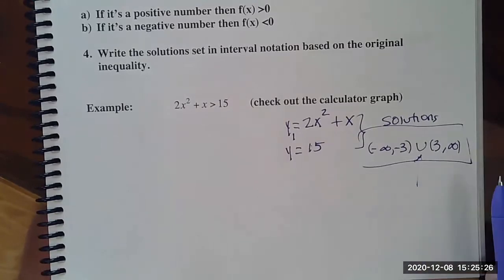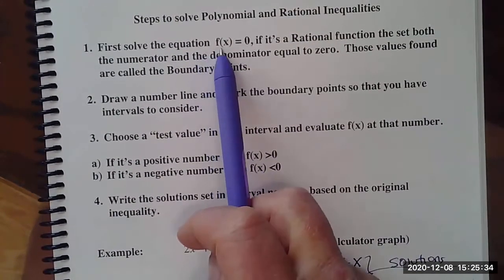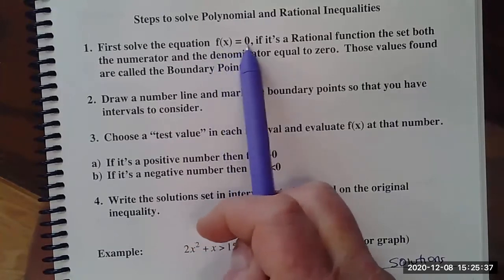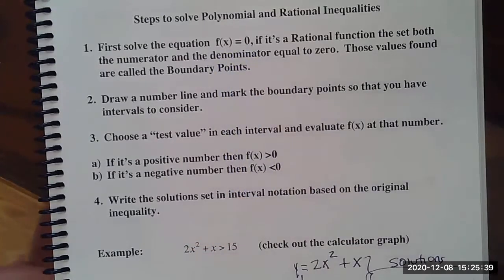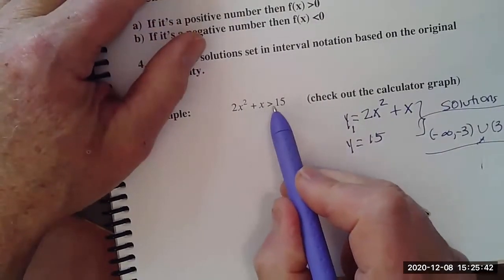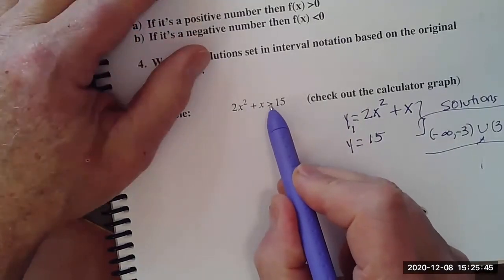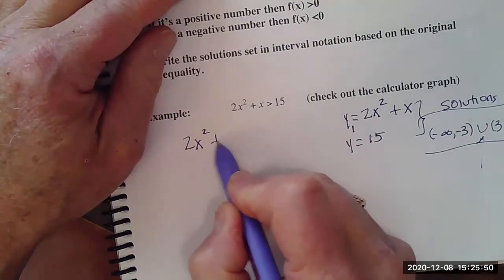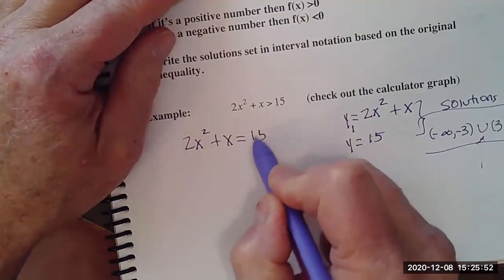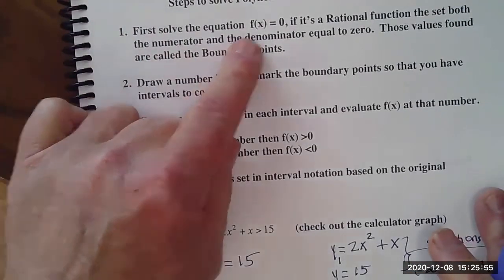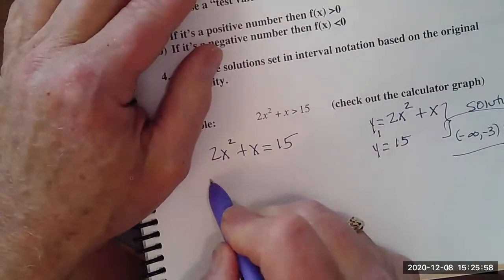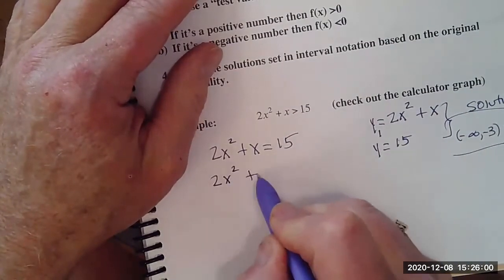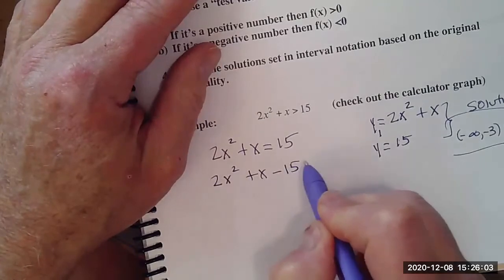Now the algebra method, that's what probably most of you are wanting to do. The algebra method is to get it set equal to 0. Take this and get an equal sign right here, which is 2x squared plus x is equal to 15. So first solve the equation, make sure it's set equal to 0. Then I can go, okay, 2x squared plus x minus 15 is equal to 0.